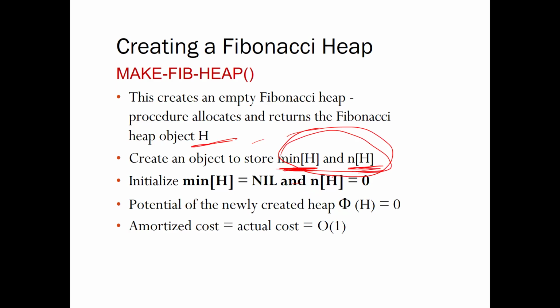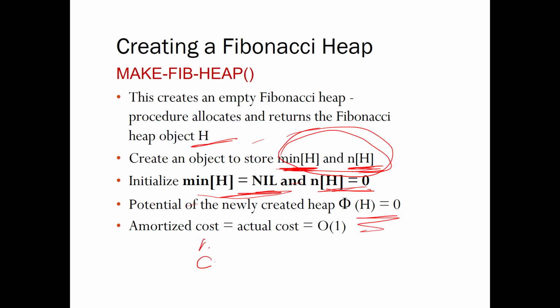It keeps track of the minimum element among all the trees, the root node which is the minimum. Initially, because it is an empty heap, we label it as nil. Now, what is n of H? The number of nodes inside the heap. Is there any tree inside the heap when it is empty? No. So n of H is also 0. So what is the potential energy? Is there any change in state? No. Because there is no change in state, the change in potential energy is 0.